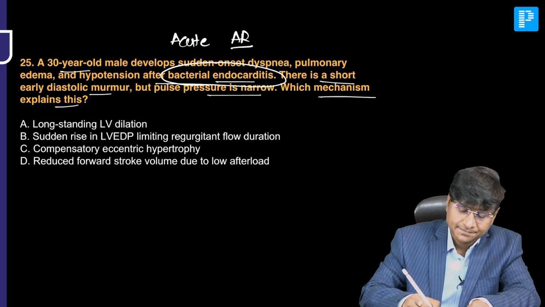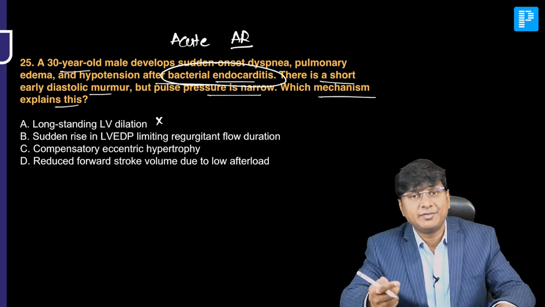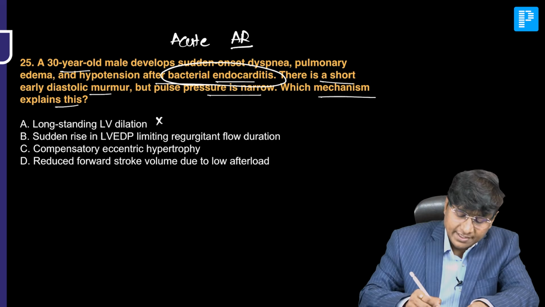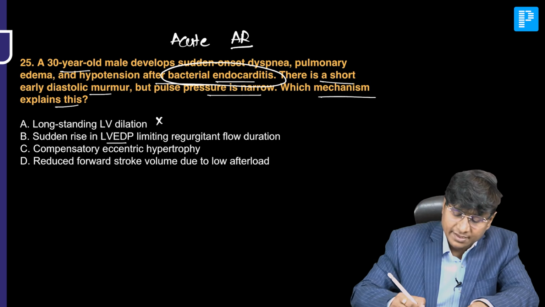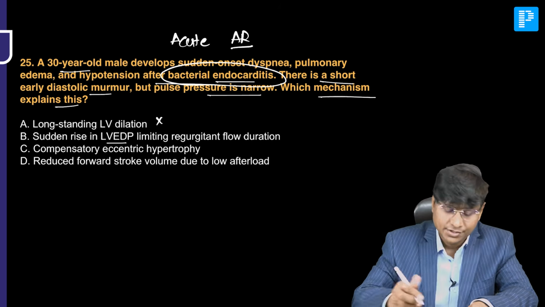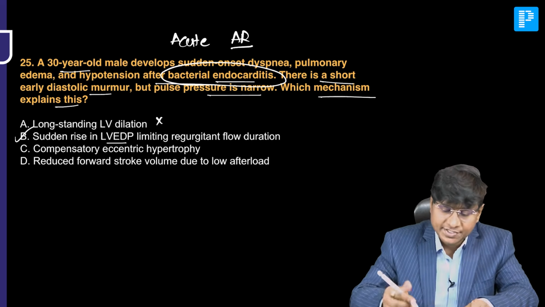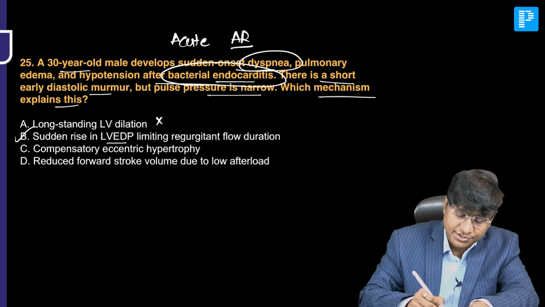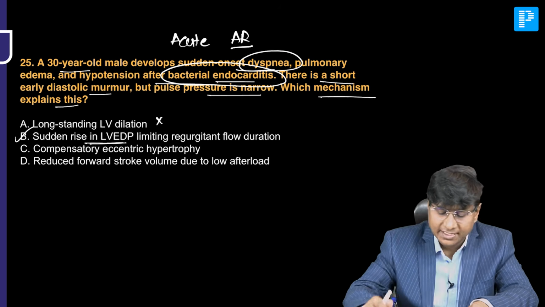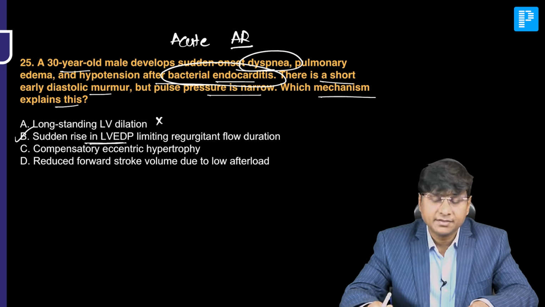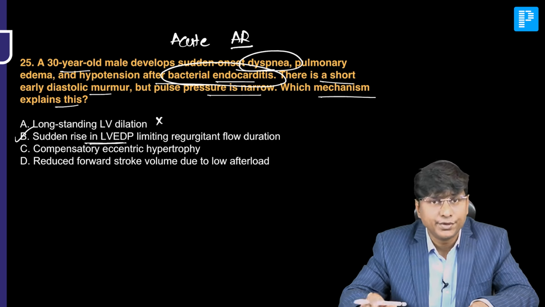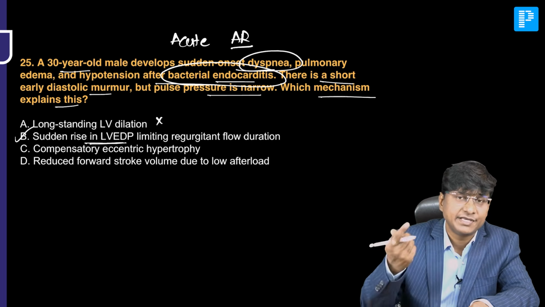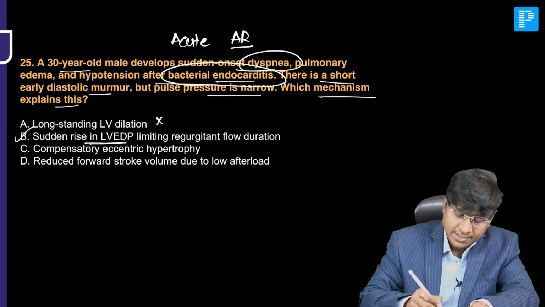Long-standing LV dilatation, that will be the feature in case of chronic AR, but not in case of acute AR. Sudden rise in LV end diastolic pressures limiting the regurgitant flow duration. So this is the correct statement, because the reason for sudden onset dyspnea in patients with aortic regurgitation is sudden rise in the LV end diastolic pressure, limiting the regurgitant flow duration. That is the one which will increase LA pressure, and pulmonary edema will be there.